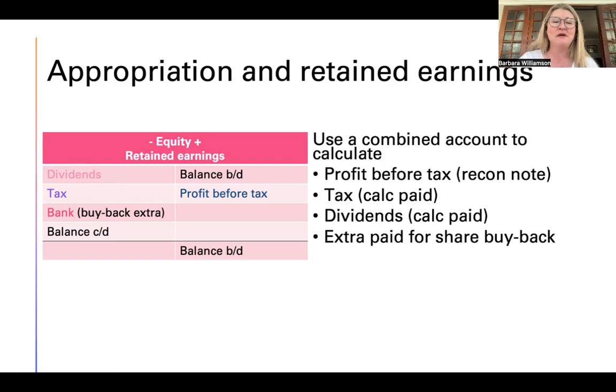And if you had a buyback, remember that the average share price would come out of the capital account. And so therefore the extra will come out of retained earnings. That's one that you're just going to need to keep an eye on.